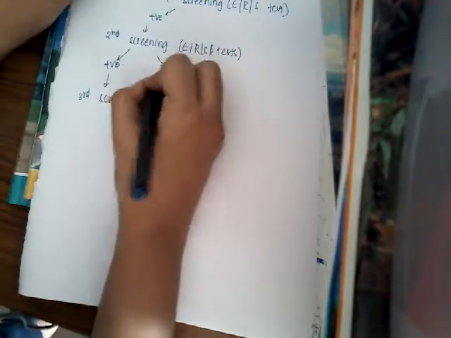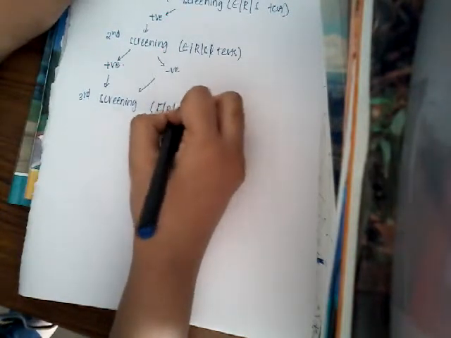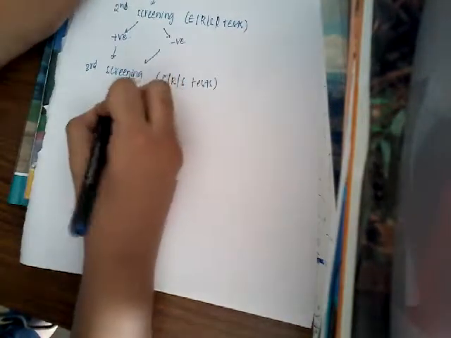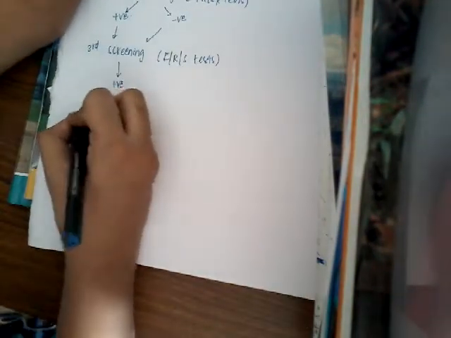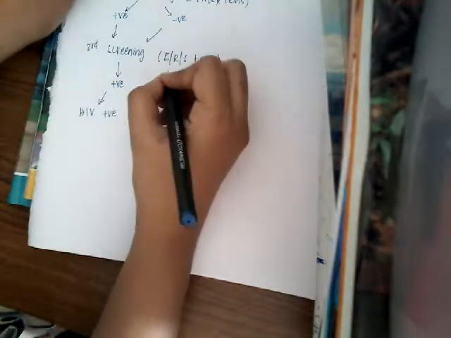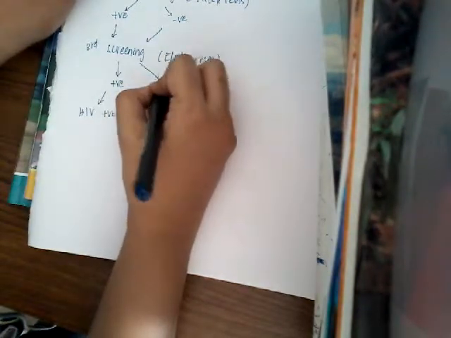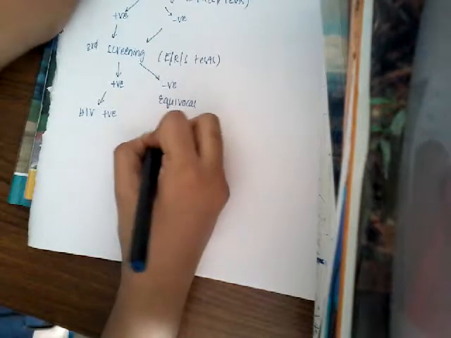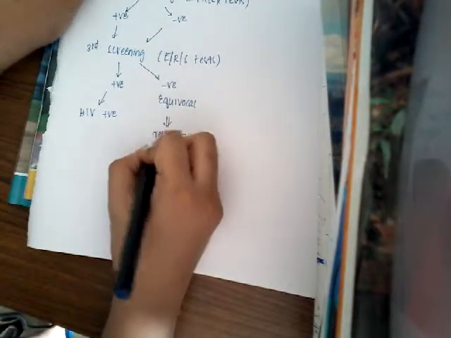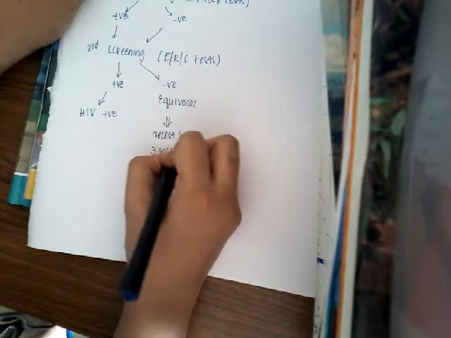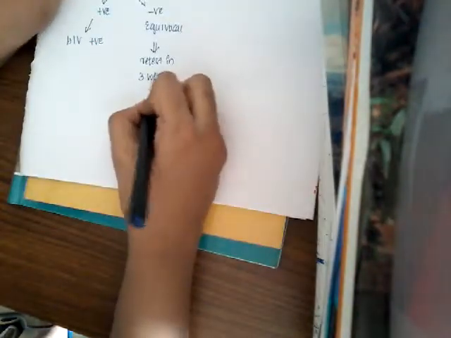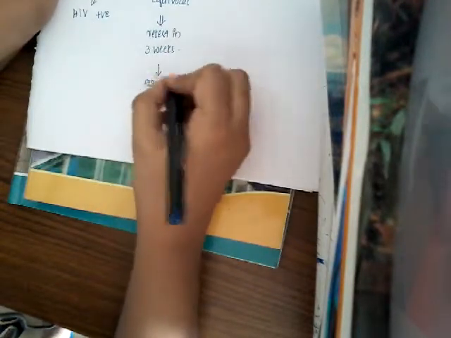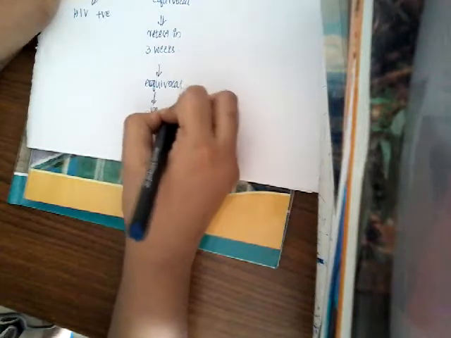Even if it is negative, you will go to the third screening. Okay, ELISA or rapid test, and positive. If only and only this test is again positive, only then you will say that he is HIV positive. If the third specimen is negative, then we call it equivocal, and we will retest in 3 weeks. And even after 3 weeks if it is found to be equivocal, then after 3 tests you will say it is HIV negative.